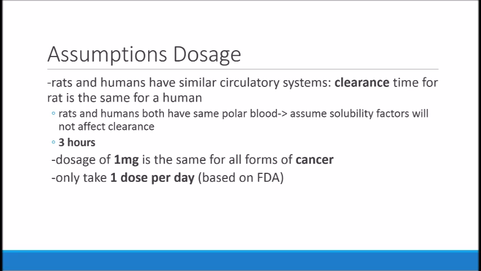The assumptions that we have for the dosage are that rats and humans have similar circulatory systems, so the clearance time is going to be the same, which was provided in the question as 3 hours. And the dosage of 1 milligram is going to be the same for all forms of cancer, and that we only take 1 dose per day based on FDA guidelines.